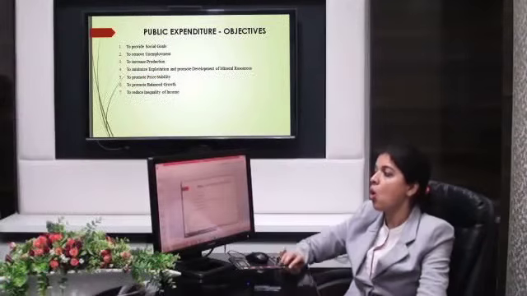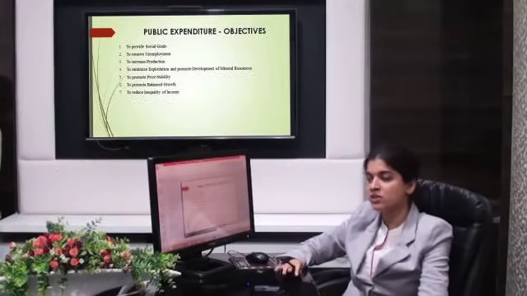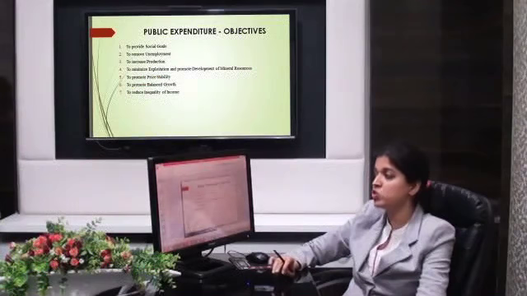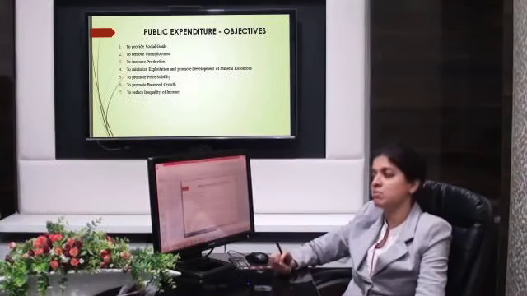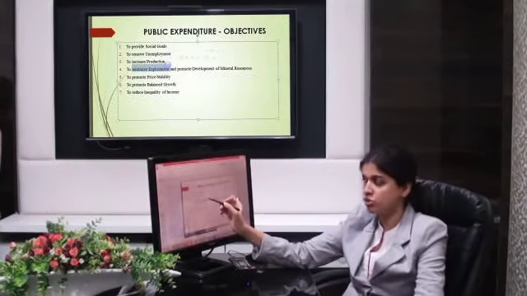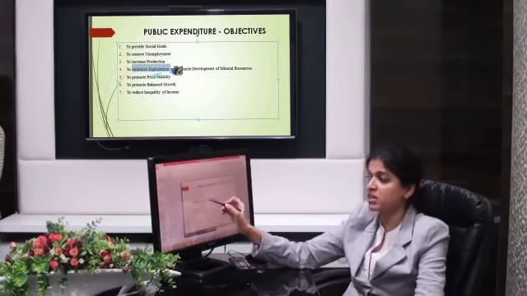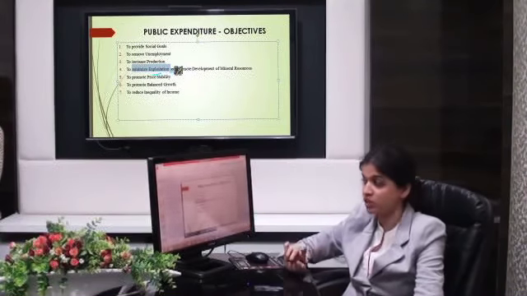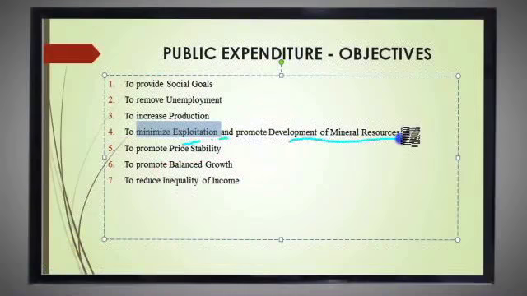Basic objectives of public expenditure. The objectives are very clearly defined. They help in social goals, removing unemployment, increase in production, minimizing exploitation in terms of labor exploitation, promote development of mineral resources, which can also be termed as allocation of mineral and natural resources, bring about price stability, balanced growth, and reduce inequality of income, which is the right distribution of income amongst the different sectors of the society.